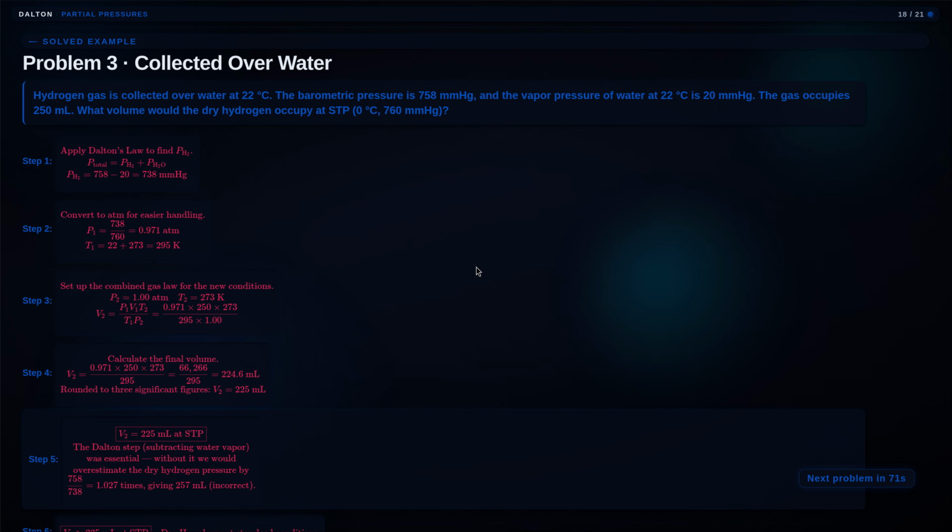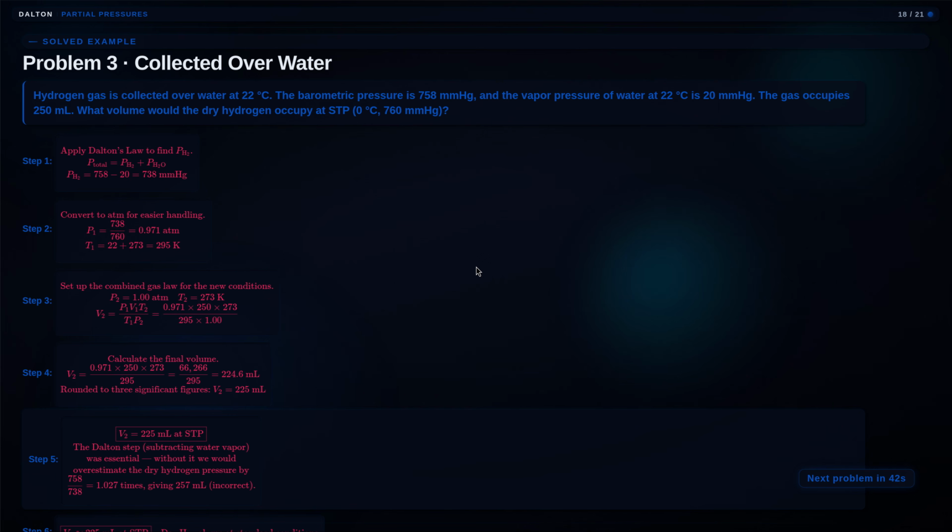Step 3. Set up the combined gas law for the new conditions. At STP, the pressure is 1.00 atmosphere and the temperature is 273 Kelvin. The new volume is P1 times V1 times T2 divided by T1 times P2, which is 0.971 times 250 times 273 divided by 295 times 1.00.